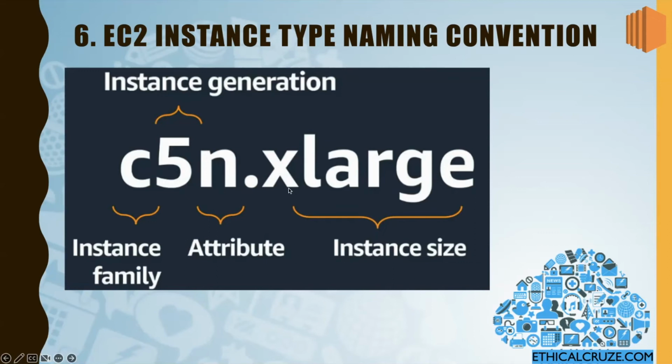After that, whatever we have represents your instance size. Here it is X large. In T2.micro, the instance size was micro. So this is the general nomenclature of EC2 instance types, and from this we can determine what instance we are using.